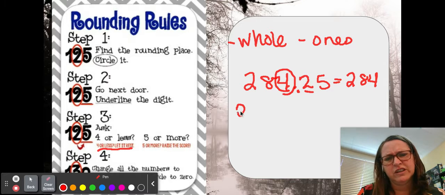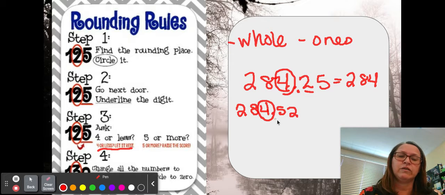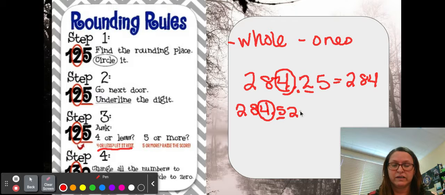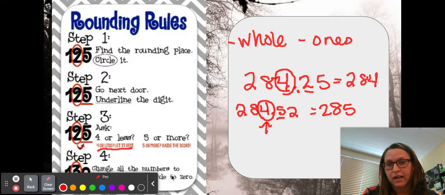If I had something like 284.52, and I'm rounding that to the nearest whole number, I'm looking at this 5, and this 5 falls under the category of 5 or more, raise the score. The score I need to raise is the score of this number that is circled. So 4, when I raise it one number, becomes a 5. And so this one would be 285.